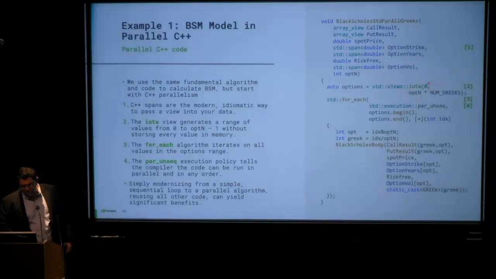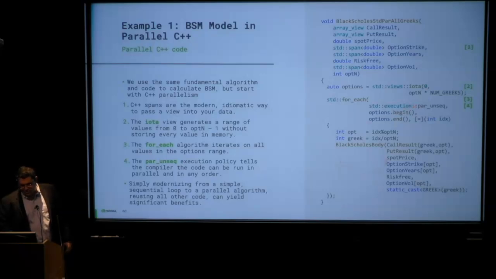This iota here, in this part two, ranges essentially from 0 to the number of options times the number of Greeks, minus 1, of course. And this generates all those values without storing every value in memory. And then we use for_each from the parallel library to essentially replace the for loop. We're calling std::execution::par on the sequence here, which tells the compiler that this for_each can execute in parallel and in any order.